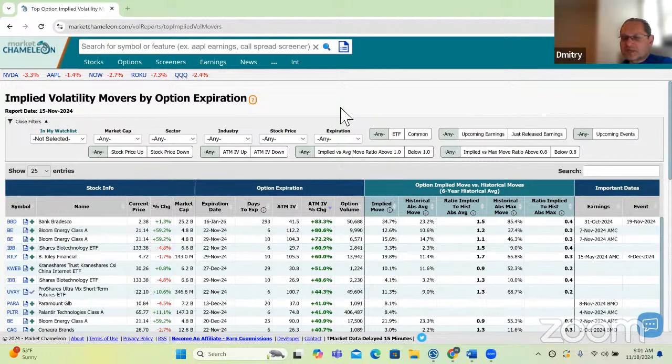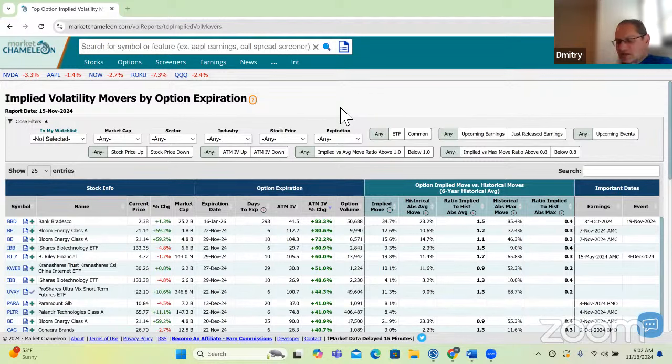Okay. So there are different ways to look that up, and I'm going to show one report here that we will cover today. However, there are other screeners that we could use depending on what we're looking for. But we're going to cover this one today, which is looking at option volatility moves by expiration.